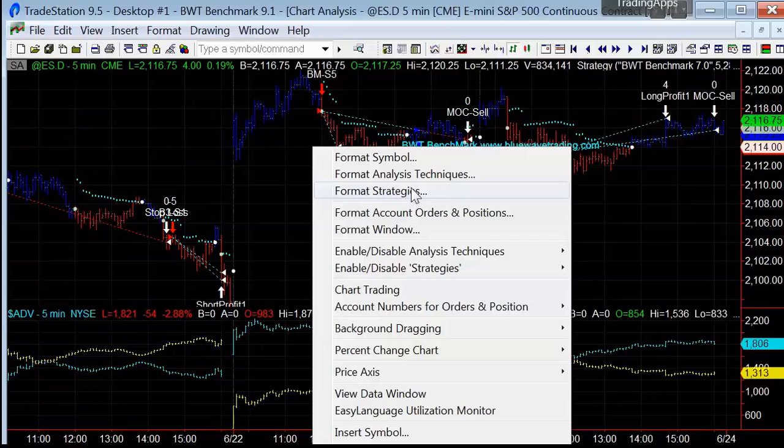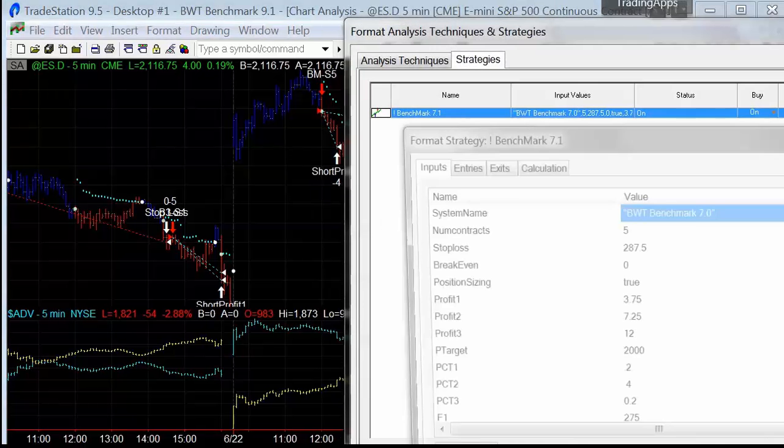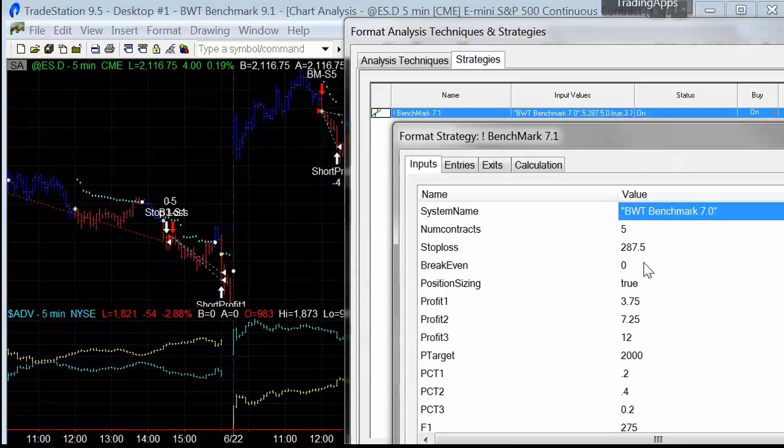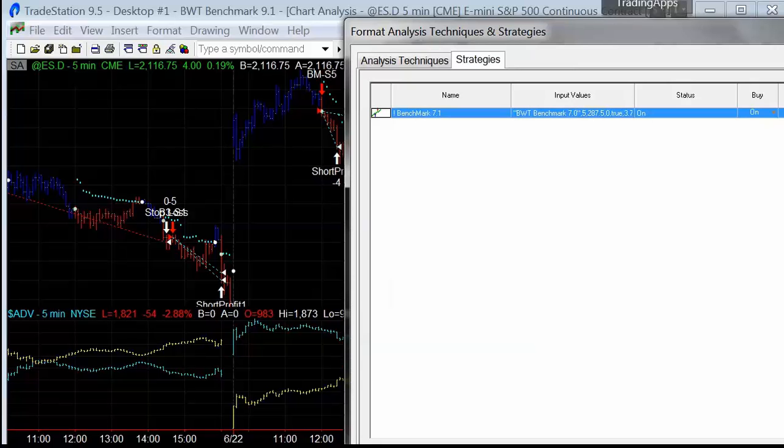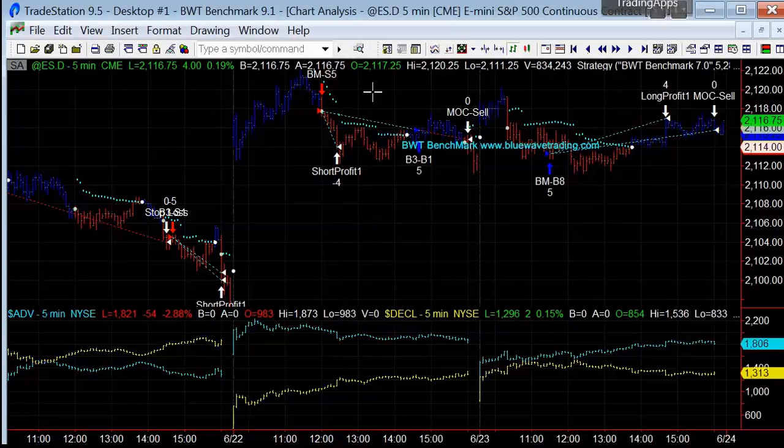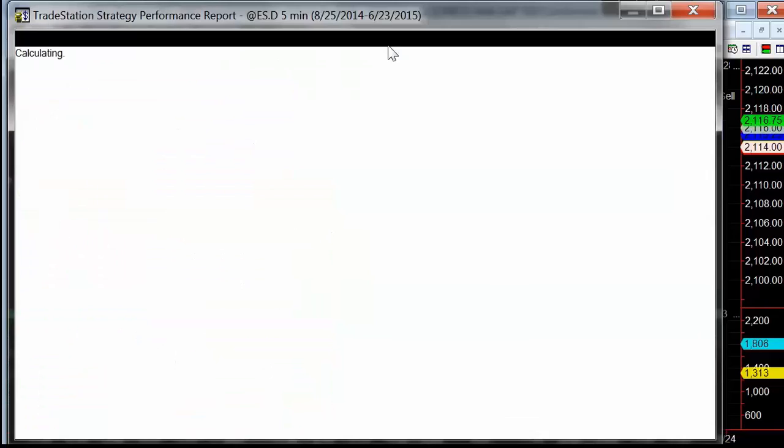So what it did is it gave me a stop loss of 287.50 instead of 487.50. The optimization showed the stop loss just under 6 ticks. The original stop loss is just under 10 ticks. And I just want to show you the difference here. So this is just going back to January.